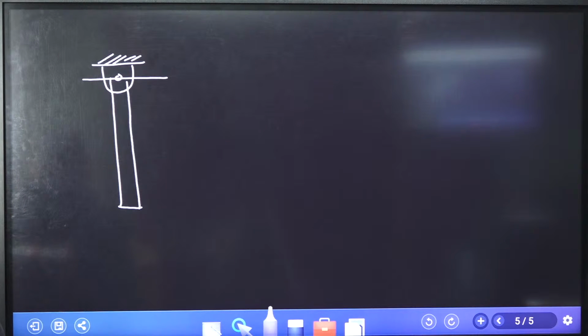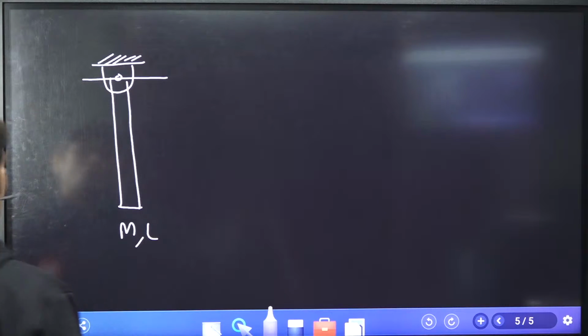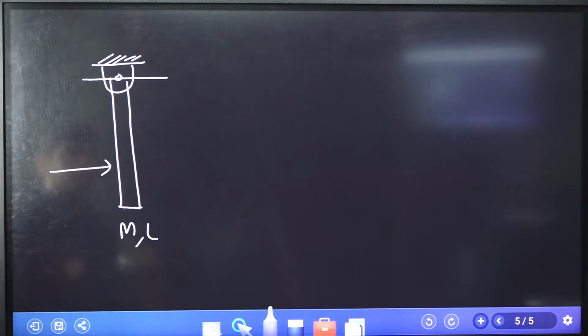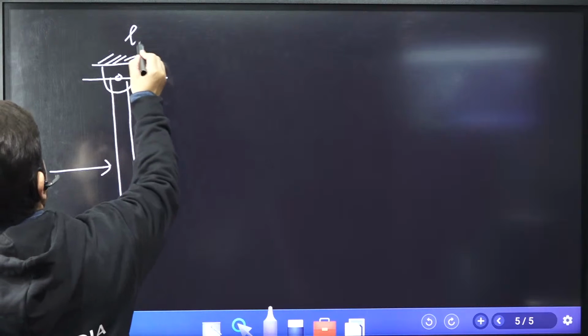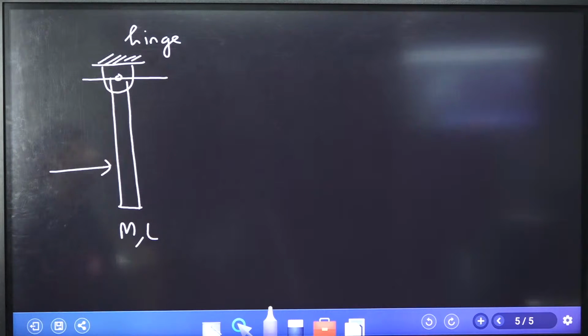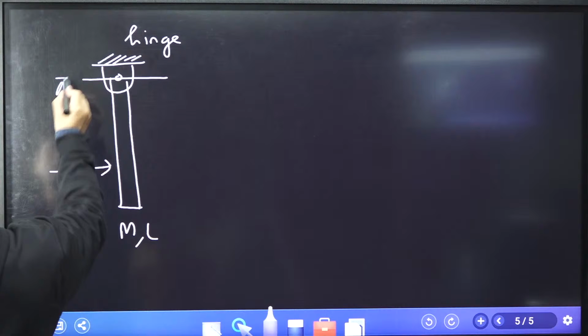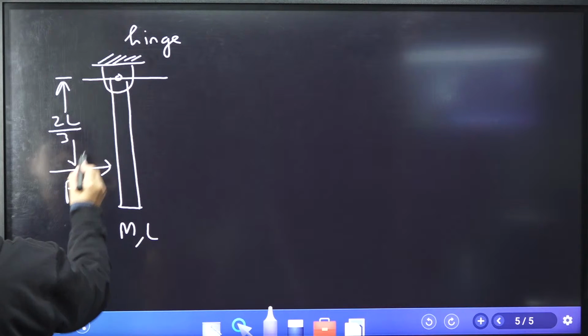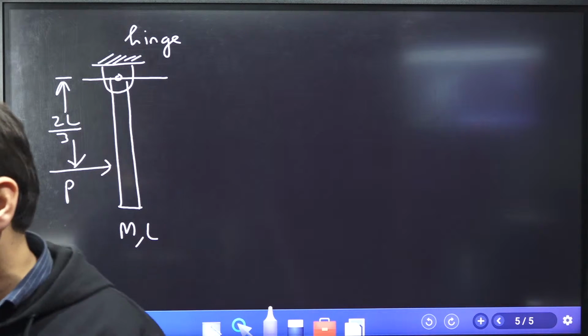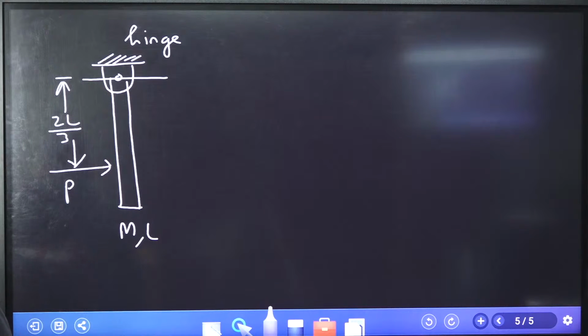He's given a uniform rigid rod of mass m and length L. So there is a uniform rigid rod of mass m and length L, and it is hanging like this at one end, and this point is a hinge point about which it is hanging. Now force P is applied at distance 2L by 3. So there is a force which is applied at distance 2L by 3 on this particular rod, something like this, so that this rod swings to the right.